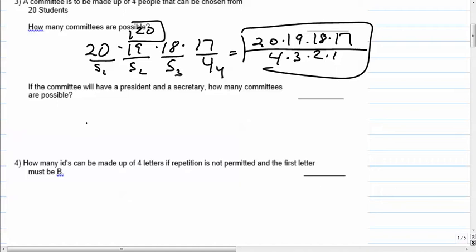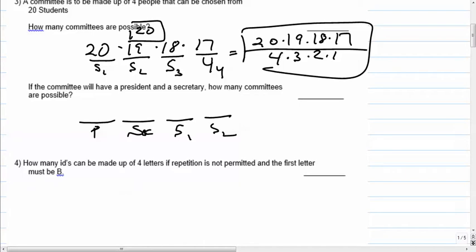What do I need to do? Well, I need to pick a president. I need to pick a secretary, so we'll put SEC for secretary. Then I need a student and another student. There's 4 people on the committee. First is president, second secretary, then the third and fourth are going to be just students.